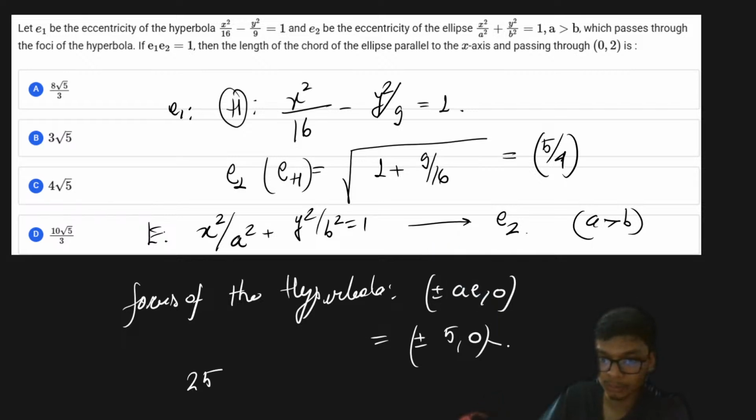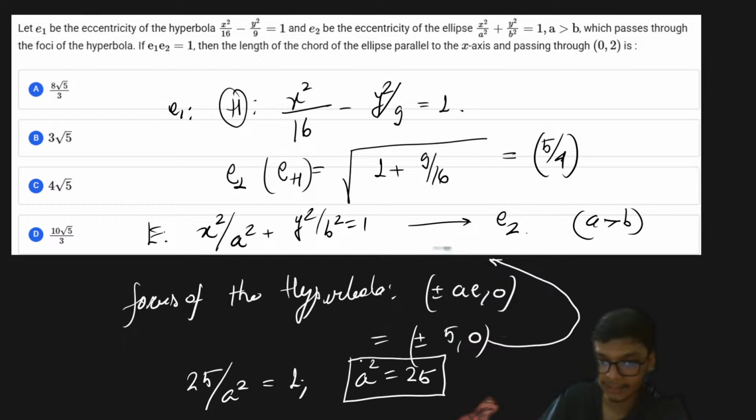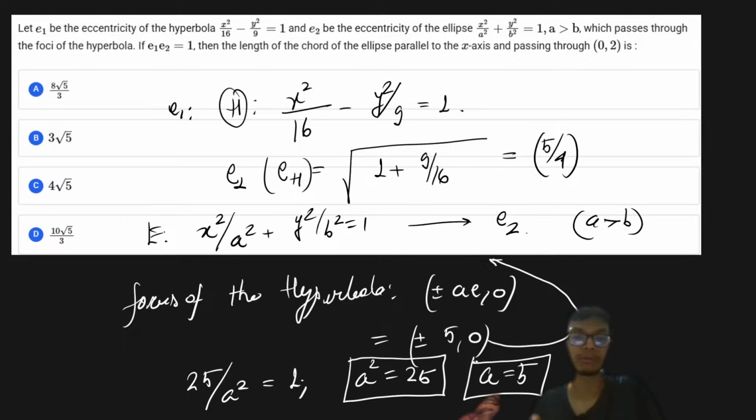If I put this back into the ellipse equation, I will get 25 upon a square is equal to 1. So from this I will get the a square value equal to 25 for this case of an ellipse, right? So for this case of an ellipse, our a is basically equal to 5. So for the case of the ellipse, the value of a is equal to 5.